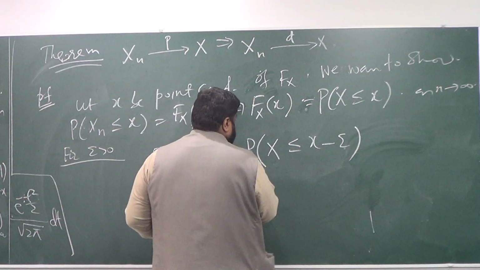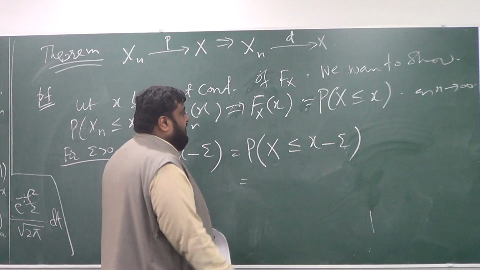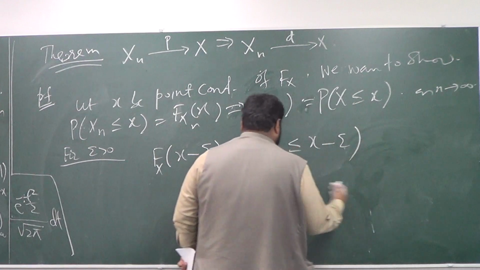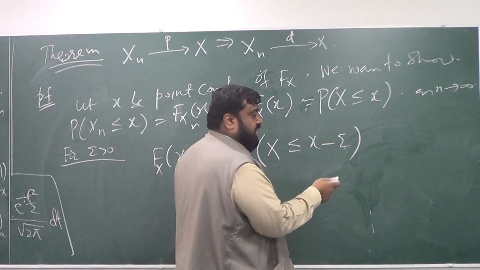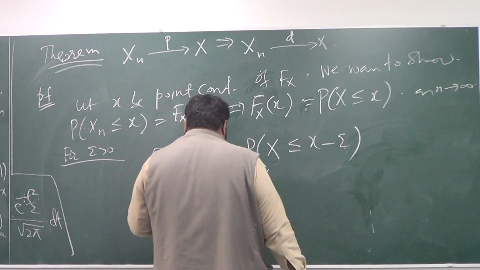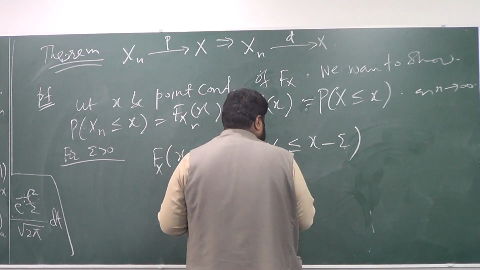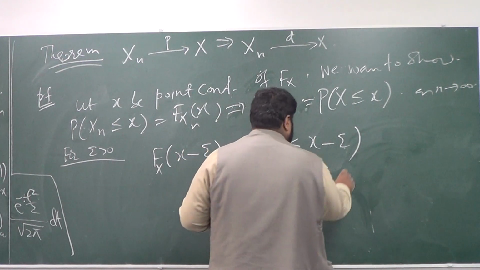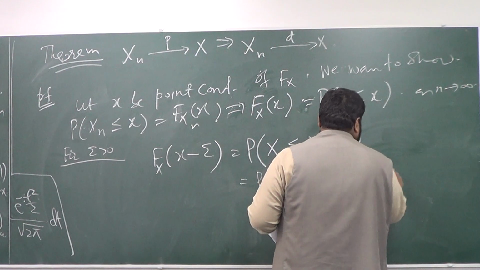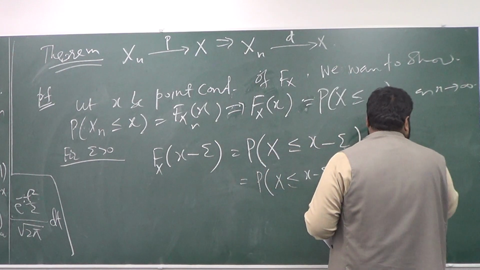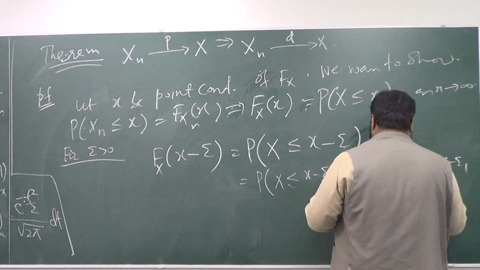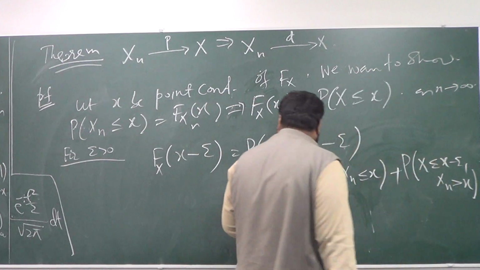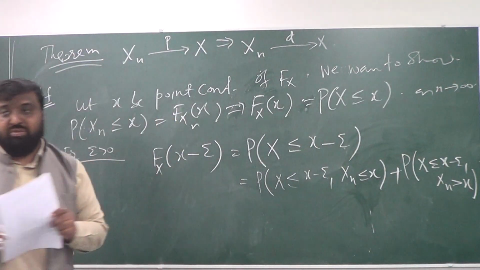So in other words, I can break it down. This is also a good point to reflect and think that this is the same as the probability that X is less than or equal to x minus epsilon and Xn is less than or equal to x, plus the probability that X is less than or equal to x minus epsilon and Xn is bigger than x. Okay? So how did this miracle happen?